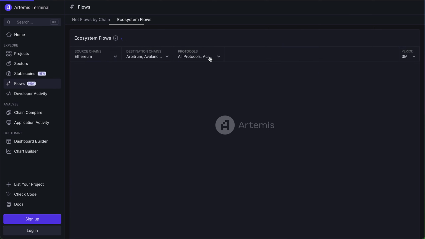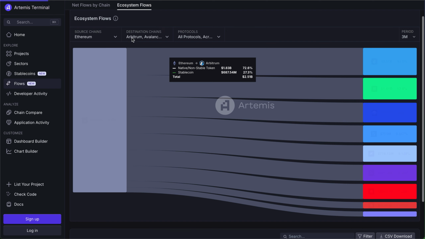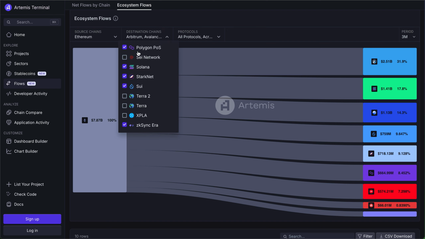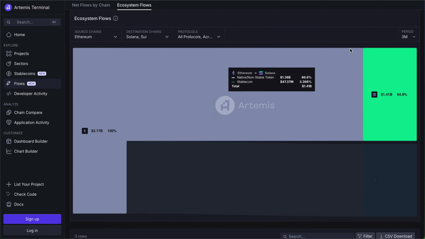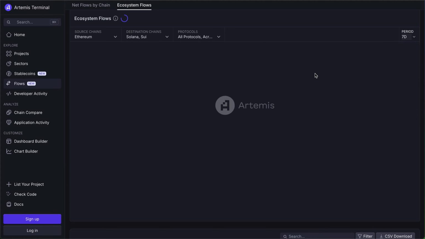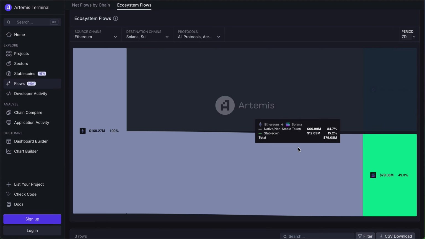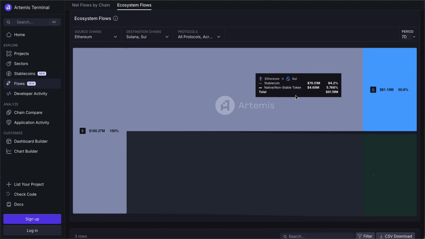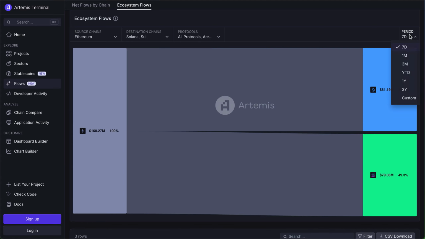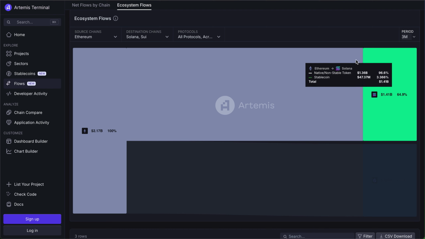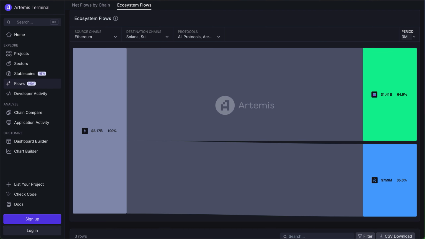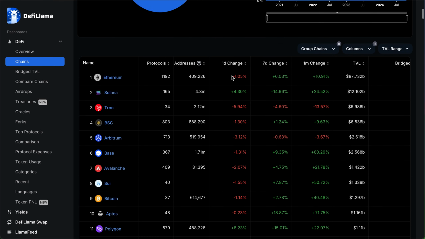If we take a look at ecosystem flows additionally, so what this does is this is the flows from Ethereum into all other chains. I think it's worth looking at this just simply because Ethereum is the biggest blockchain by TVL. So we want to know where the flows are going. And let's go ahead and compare this to Solana and SUI. We take a look here at the past 7 days. And yeah, SUI has actually taken 50.6% of the outflows from Ether, while Solana has taken 49.3%. Over the past 3 months, Solana has taken 64.9% compared to SUI's 35%. And this shows you that as of more recently, more and more outflows have been moving over to SUI.